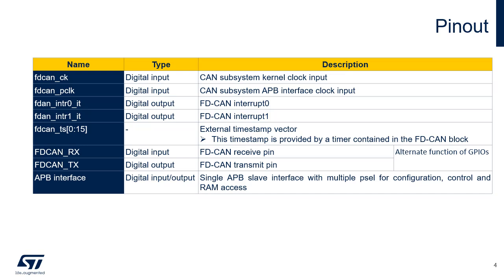An external 16-bit timestamp input port can be used by the FDCAN unit to timestamp the transmission or reception of a message. This timestamp is provided by a timer contained in the FDCAN block. FDCAN RX and FDCAN TX have to be connected to the transceiver. Lastly, the APB slave interface is internally split into 3 parts, each having a dedicated chip select, configuration, control, and RAM access.